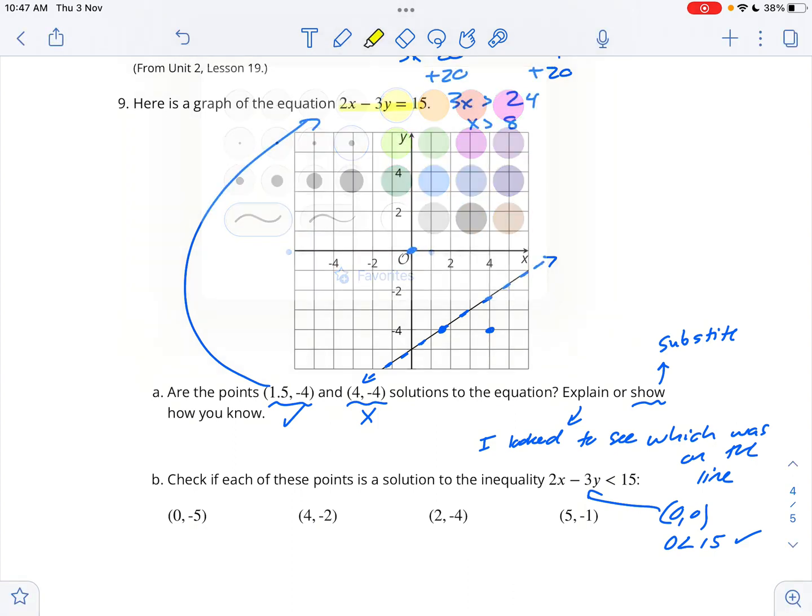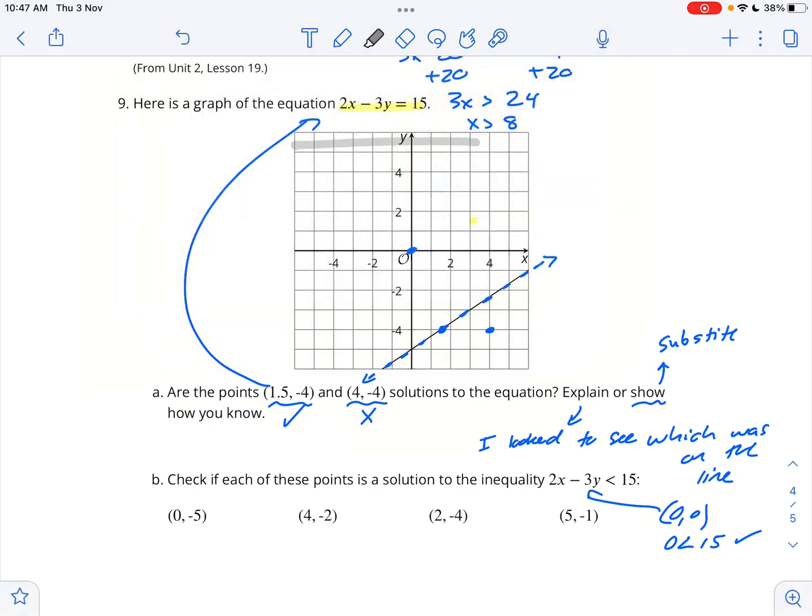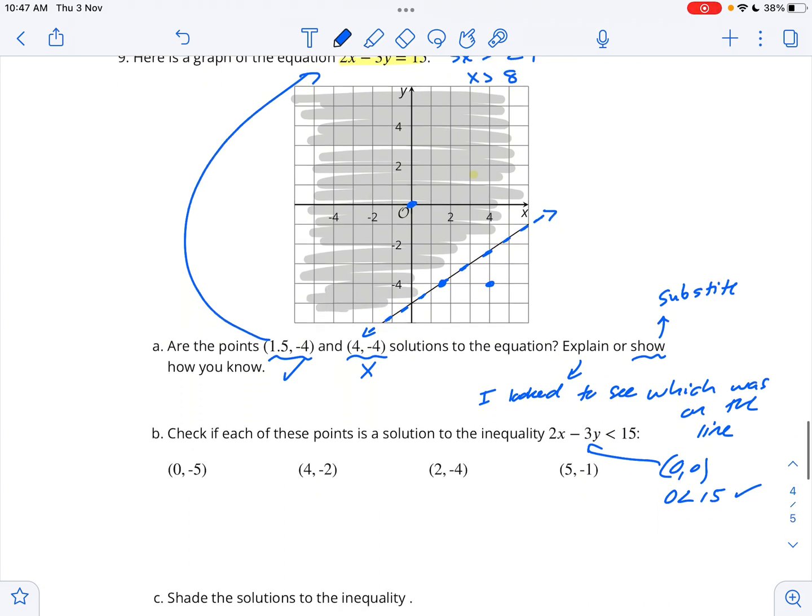And so if I was going to shade the side where my solutions are, it's going to be everything on the side that has the (0, 0) on it. So all of those are my solutions. So now I'm just going to go check (0, -5). Okay? That is on the line. But remember, I don't want to include the points that are on the line when it's a less than or when it's a dashed line. So that is not a solution.